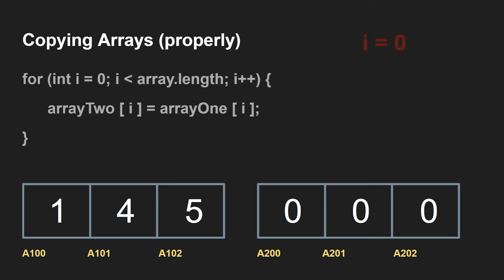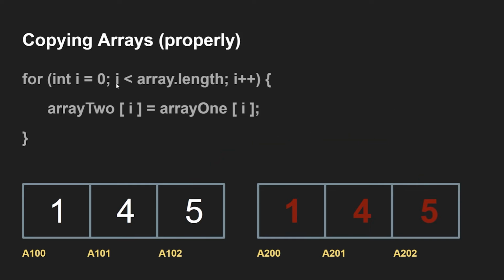So when i is 0, then the value array1[0] goes into array2[0], which makes that 1. The same goes for when i is 1. The value at index 1 of array 1, which is 4, is going to go into array 2 at index 1. Just going to set that value to 4. And lastly, when i equals 2, then array1[2] is 5, and array 2, index 2, will be set to 5. So there you go.